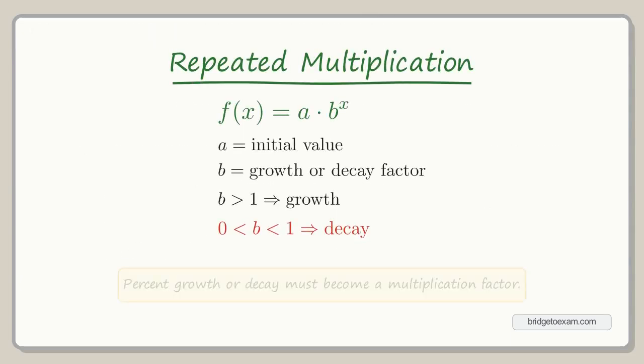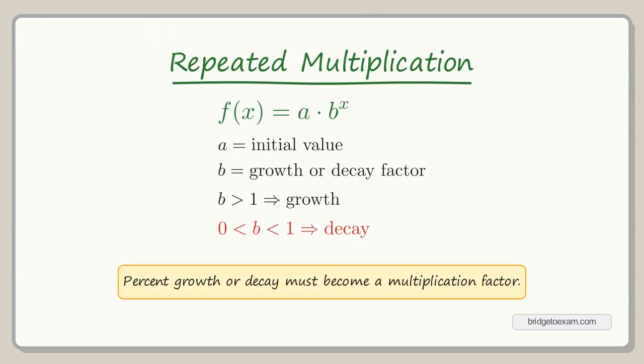Exponential functions model repeated multiplication. The base is not the amount gained or lost, it is the factor that remains after each step. A basic model has the form f of x equals a times b to the x, where a is the initial value and b is the growth or decay factor.